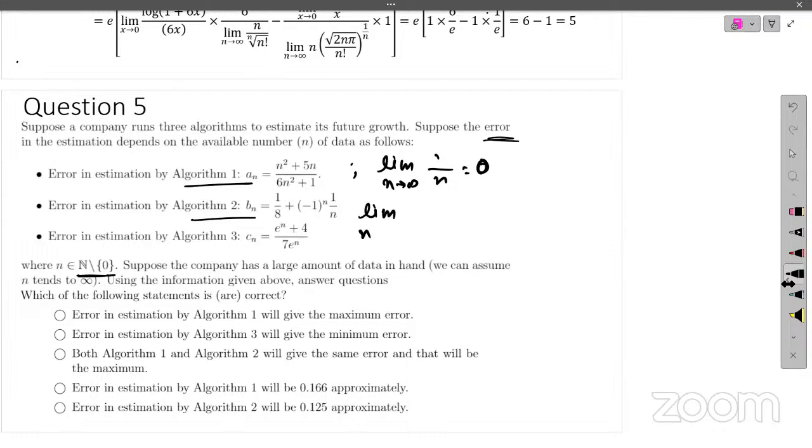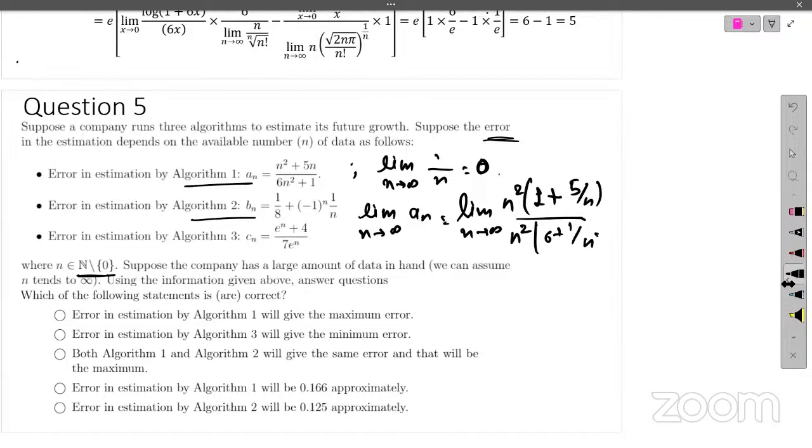So limit n goes to infinity, an, this is same as limit n goes to infinity. I pull out the highest power, that is n square, so it will become n square. Here it will become 1 plus 5 by n. Because n is there, if I want to pull out n square, I have to multiply and divide by n. So then only n square will become in numerator. So denominator n will remain as it is. Okay. Now same thing I'll do in the denominator also. So it will become n square times (6 plus 1 by n square). So here n square gets cancelled out.